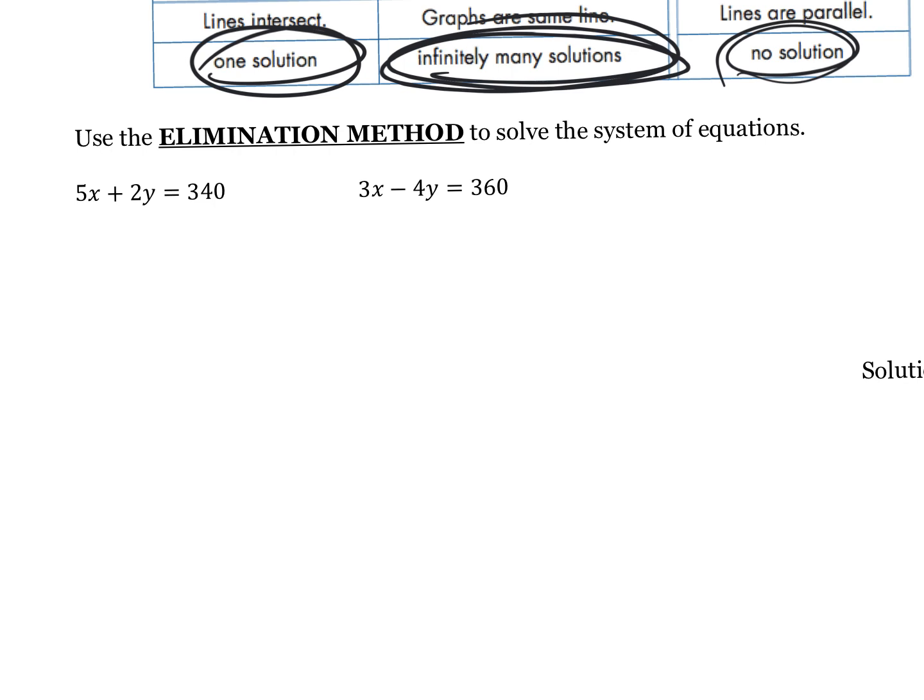If we chose x's, don't write this down. If we chose to eliminate x's, what could I multiply this first equation by? 3, you're saying. Don't write this down, people. If I multiplied this first equation by 3, what would I get, Mr. Mateo?